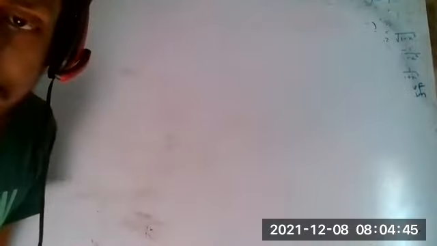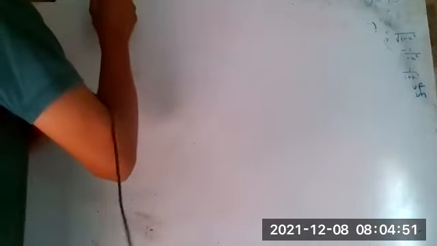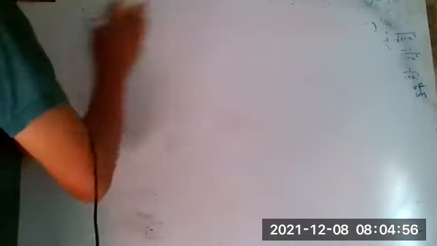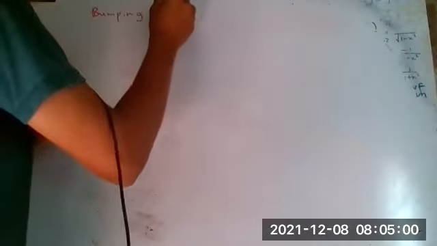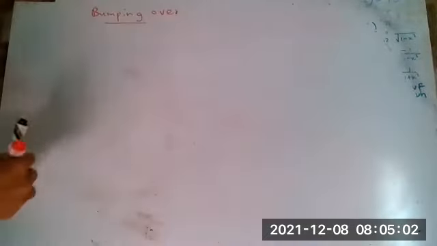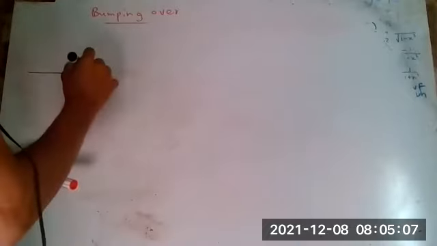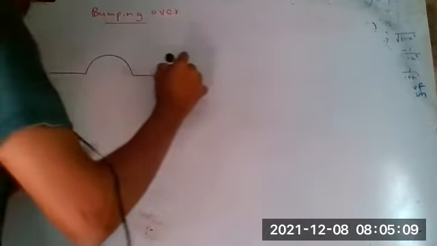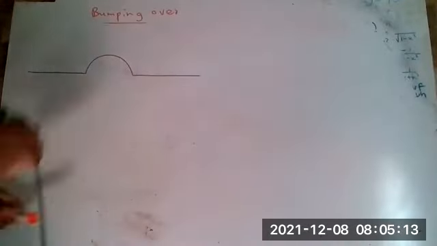Right. Bumping over is something like this. Bumping over with the next application. Bumping over means now there is a bump. There is a bump on the road. So the vehicle is going over there.